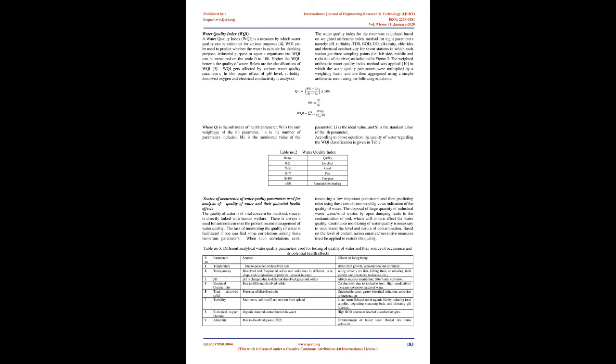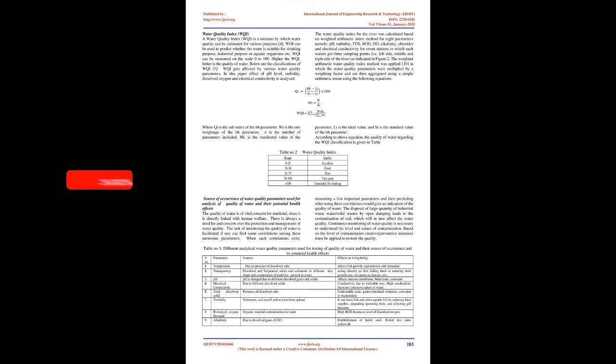Where Ci is the sub-index of the ith parameter, Wi is the unit weightage of the ith parameter, n is the number of parameters included, Mi is the monitored value of the parameter, Ii is the ideal value, and Si is the standard value of the ith parameter. According to the above equation, the quality of water regarding the WQI classification is given in the table.